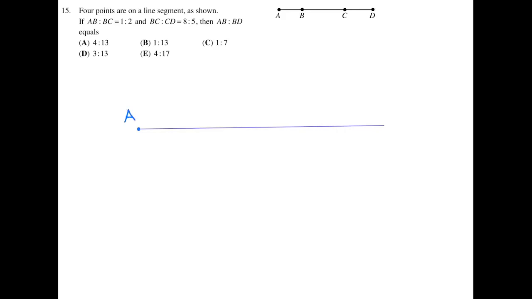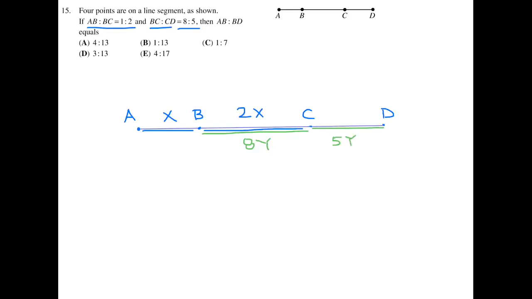And let's label this. So this is A, this is B, this is C, and this is D. So they're saying that the ratio of AB to BC is 1 to 2. So I'll just call AB x, and then BC is 2x. All right? And then BC to CD is 8 to 5. So BC is 8, we'll call it 8y, and CD is 5, so we'll call it 5y. They want you to find the ratio of AB to BD.